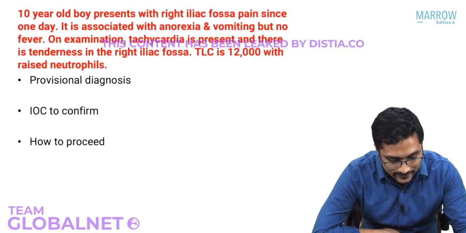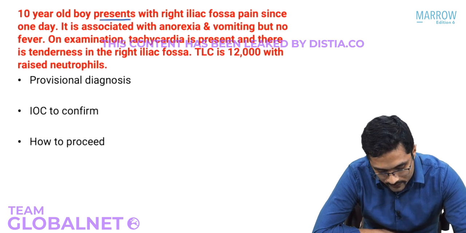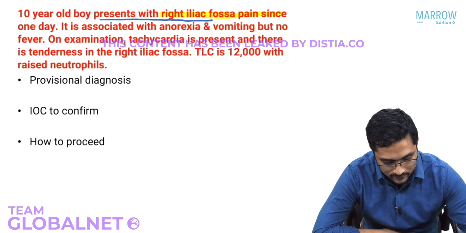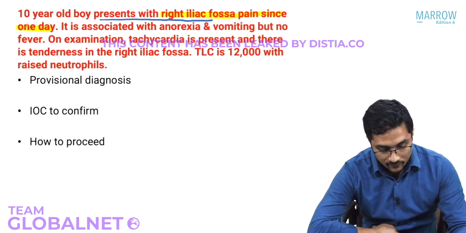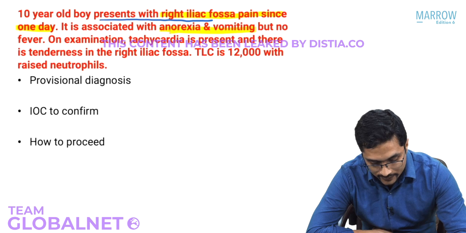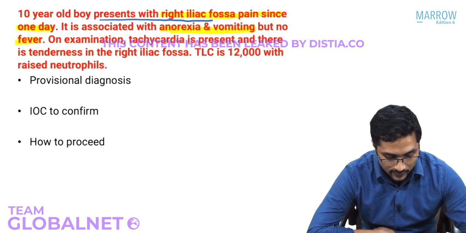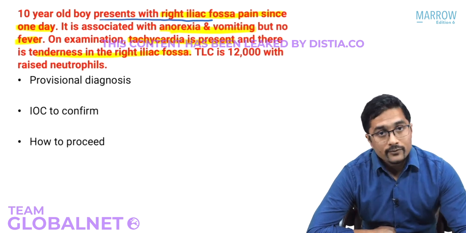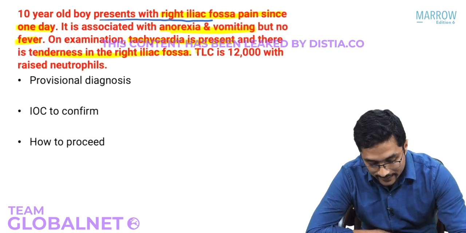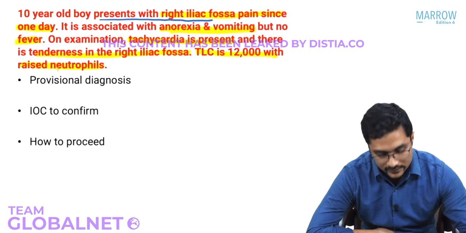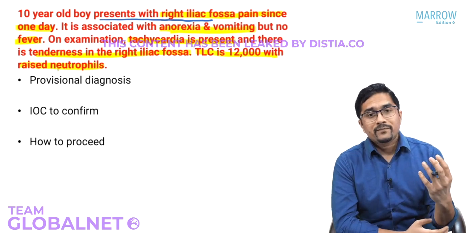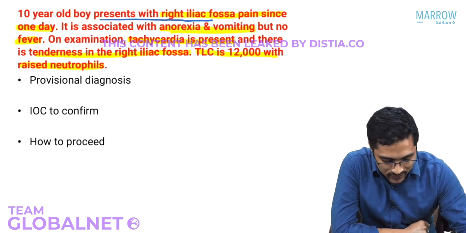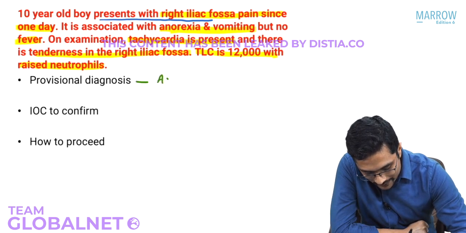The next scenario is a 10-year-old boy who comes with right iliac fossa pain. Right iliac fossa pain since 1 day, associated with anorexia and vomiting, but there's no fever. There's tachycardia present. There is tenderness in the right iliac fossa. TLC is raised with raised neutrophils. So it's a no-brainer. In such a presentation, the first thing which comes to your mind is acute appendicitis.